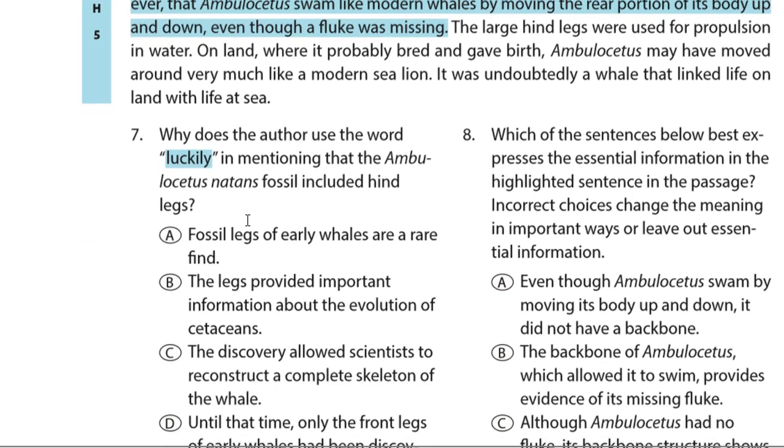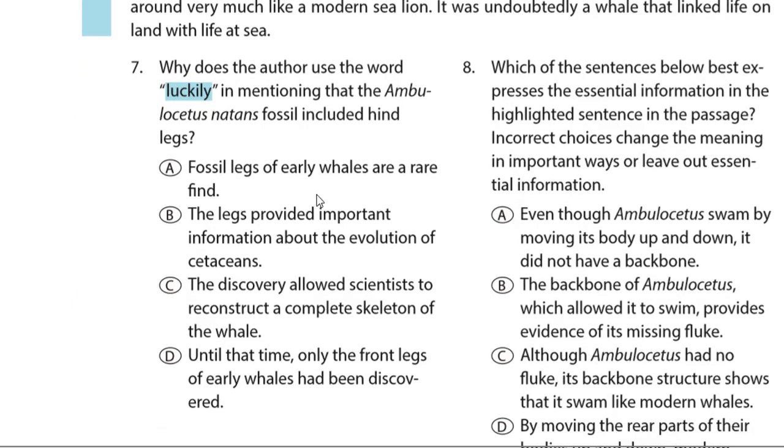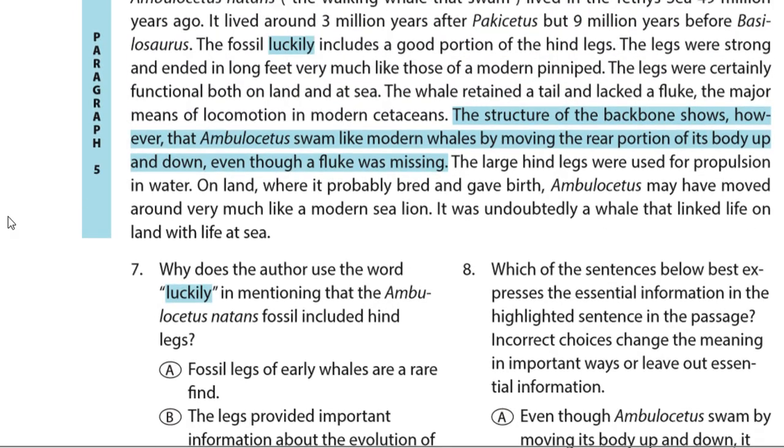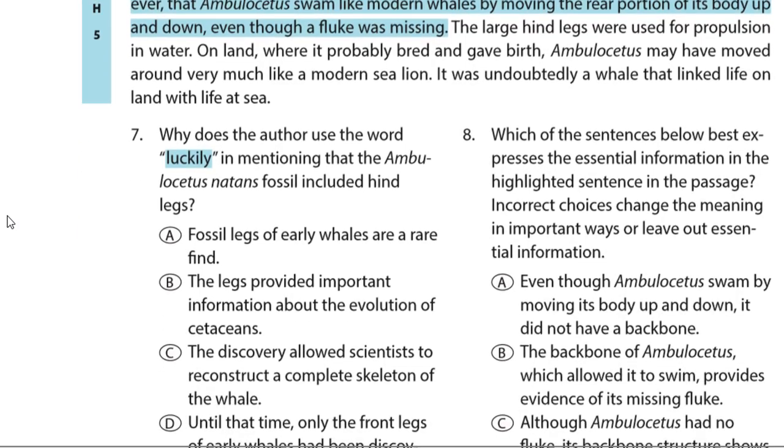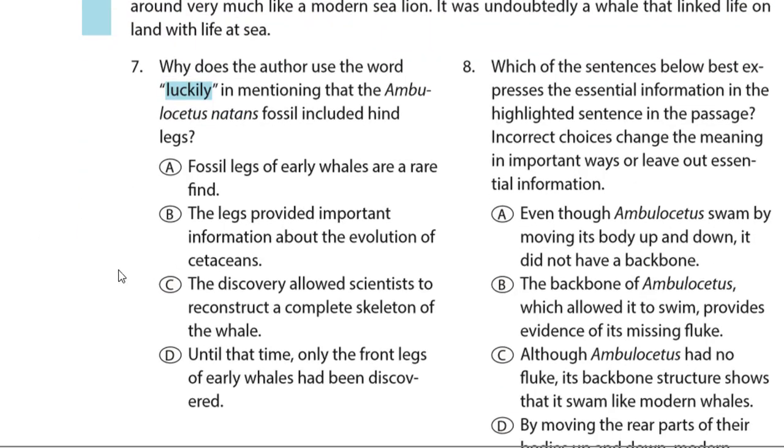Okay. A. Fossil legs of early whales are a rare find. We didn't read anything about a rare find, right? This one is cancelled out. B. The legs provided important information about the evolution of cetaceans. Could be. C. The discovery allowed scientists to reconstruct a complete skeleton of the whale. D. Until that time, only the front legs of early whales had been discovered.